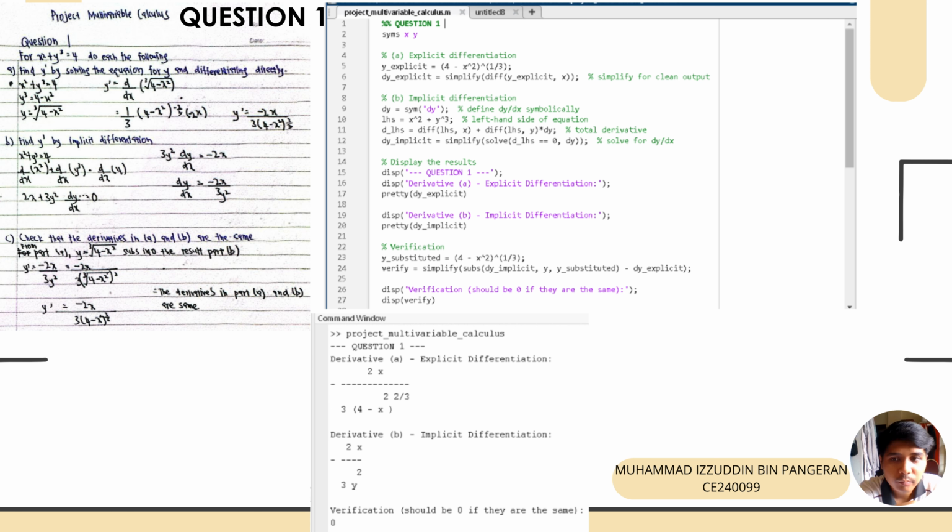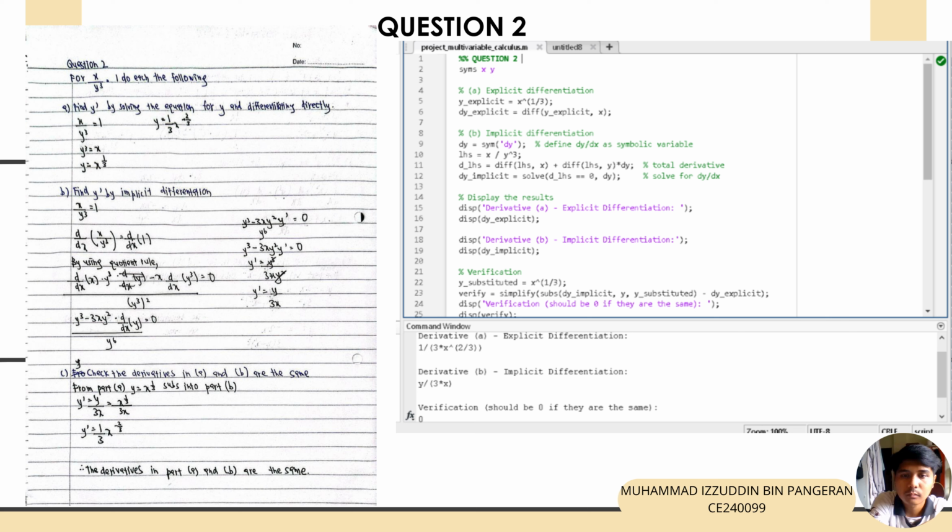And don't forget to write the coding display, for the verification should be 0 if they are the same. After we use the display coding, the output shows 0, the difference between the two, confirming that my manual calculation was accurate. As we can see in the command window, the output says verification should be 0 if they are the same, which is 0.